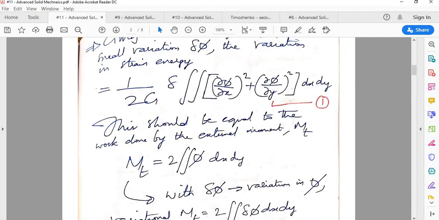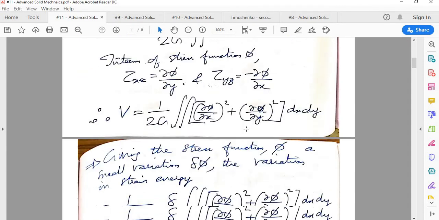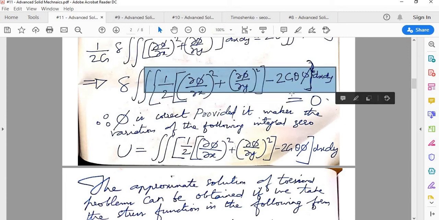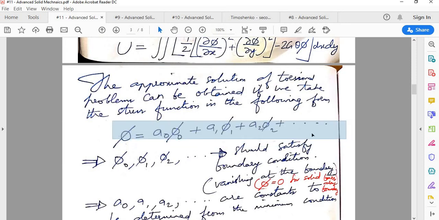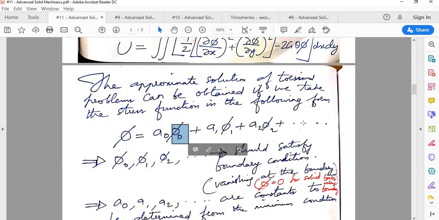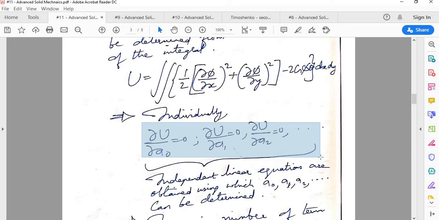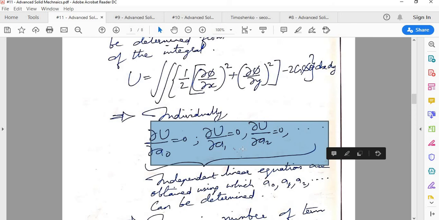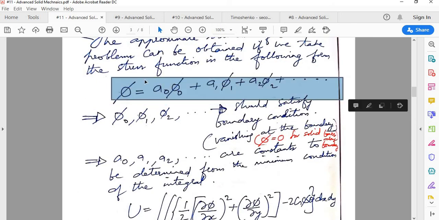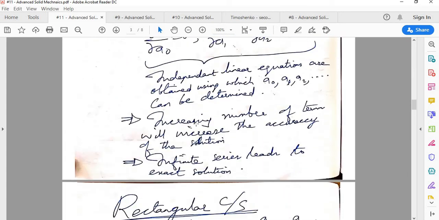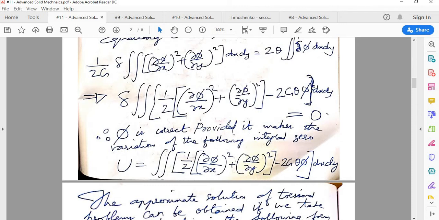Okay, so this is in a nutshell the strain energy approach. So what you do is we have to ensure that the variation of this integral is 0. So we assume a stress function of the following form where phi 0, phi 1, phi 2 satisfy the boundary condition. So a1, a2, a3, etc. we will evaluate by solving the set of linear equations. Plug it in this equation, we will get the expression for phi, using which we can determine everything else. Okay. So easier said than done.